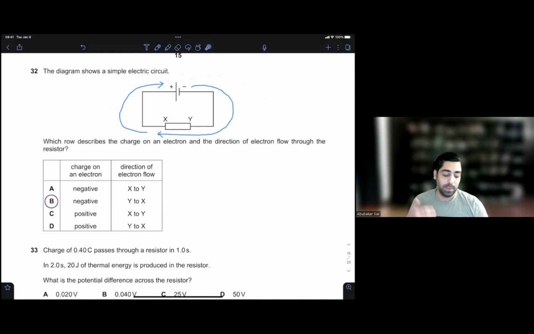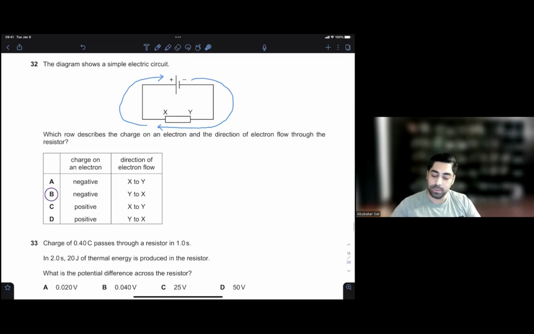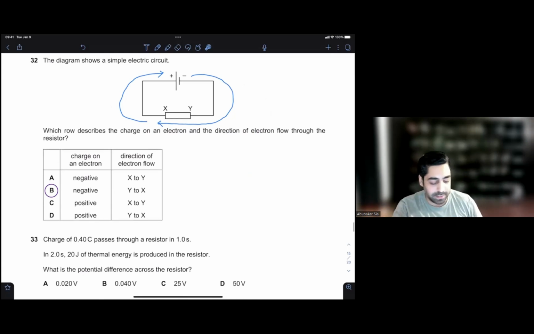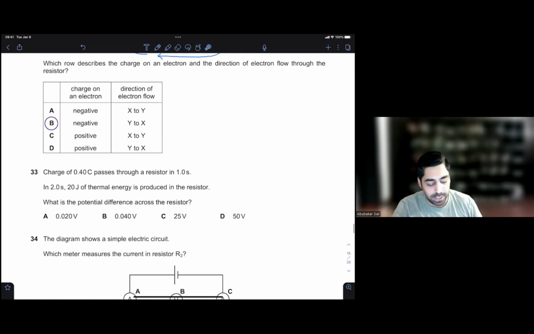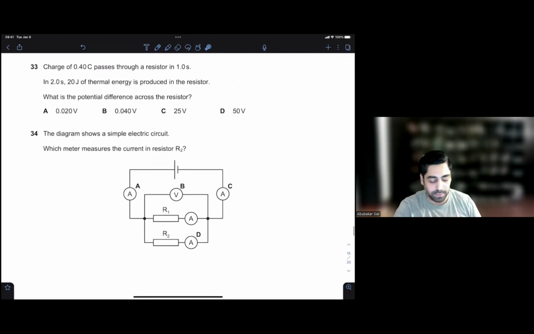It doesn't matter which one you're considering, but just to remind you, in the O-level syllabus, IGCSE, we're always dealing with conventional flow. So we always say it goes from positive to negative. In reality, what's happening is that electrons are going from negative to positive, but it does not make any difference which way you're thinking of it. What you need to know is technically electron flow is negative to positive and conventional is positive to negative.